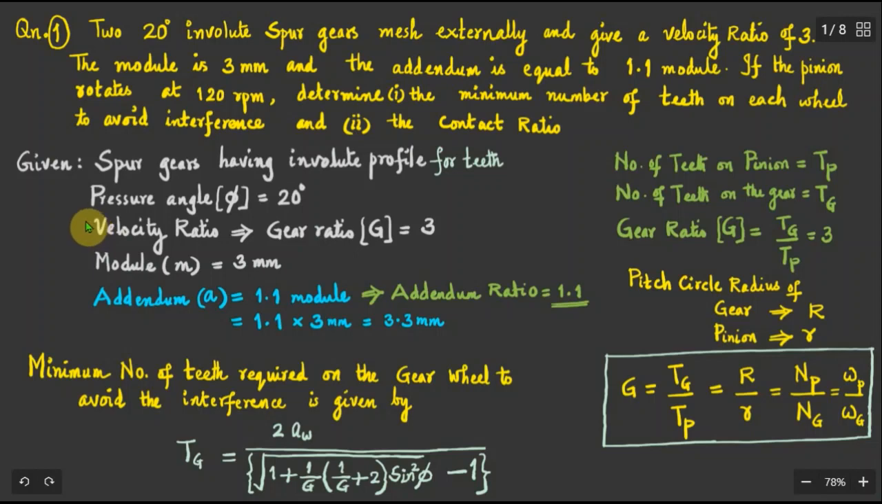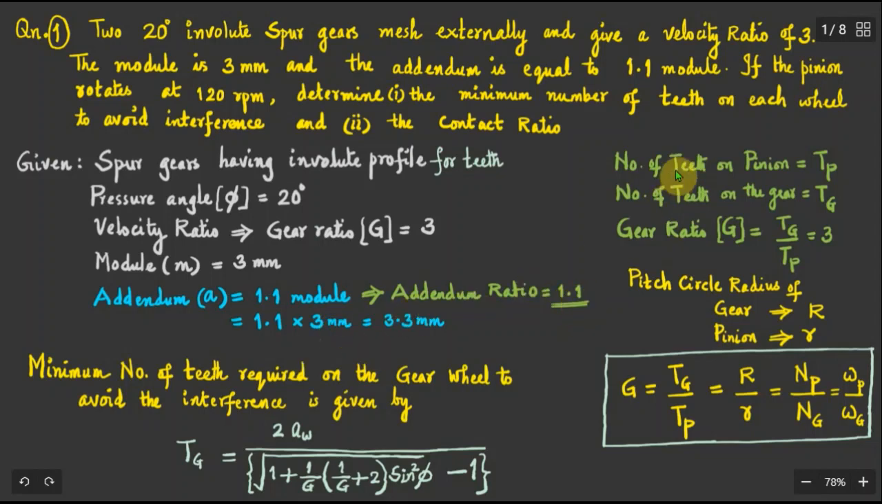The given data: the spur gears having involute profile for the teeth, pressure angle phi is equal to 20 degrees, velocity ratio, that is essentially the gear ratio which we can denote by capital G, is equal to 3. Module m is equal to 3 millimeters. Addendum can be denoted by small a, that is equal to 1.1 module. Remember, 1.1 into 3 millimeters, so in millimeters the addendum will be equal to 3.3. The addendum ratio is 1.1.